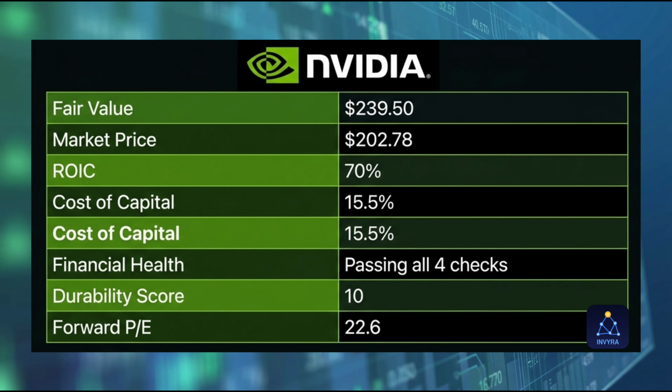So, overvalued or undervalued? By the numbers, the fundamentals support the valuation. Fair value at $239.50 against a market price of $202.78. ROIC of 70% against a cost of capital of 15.5%. Financial health passing all 4 checks, a durability score of 10. Forward PE of 22.6, which means if the earnings trajectory holds, you're not paying an unreasonable multiple for what comes next. That's a coherent case, and it's grounded in the numbers, not a feeling.